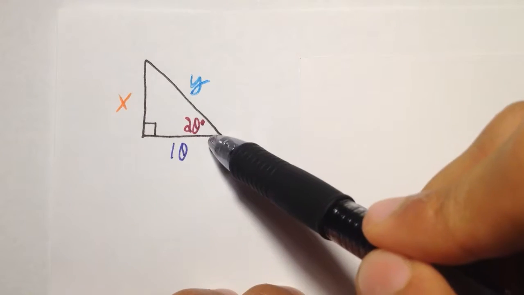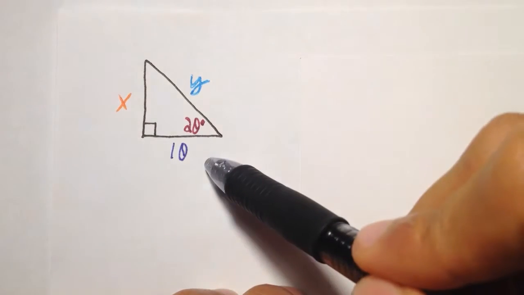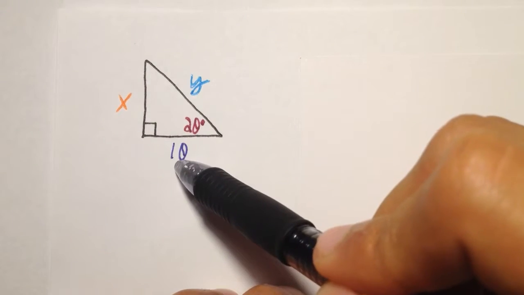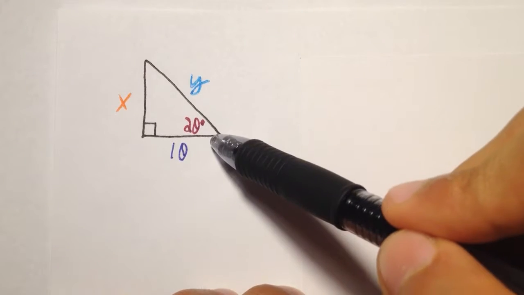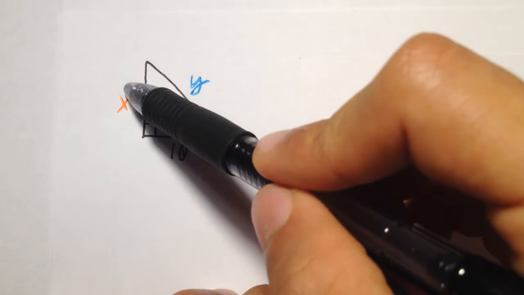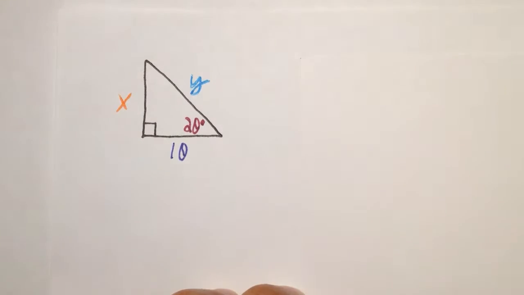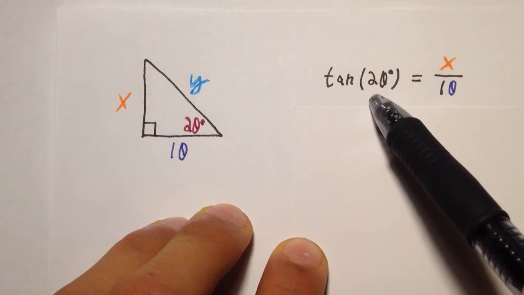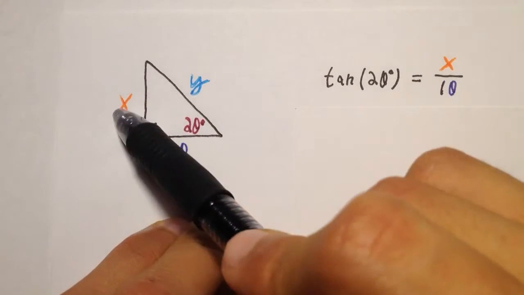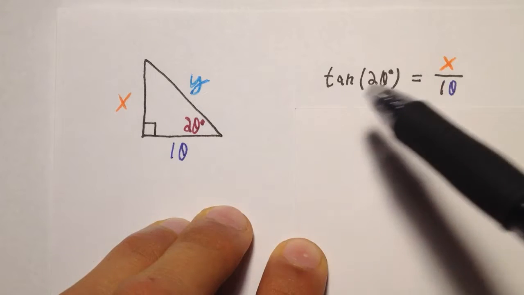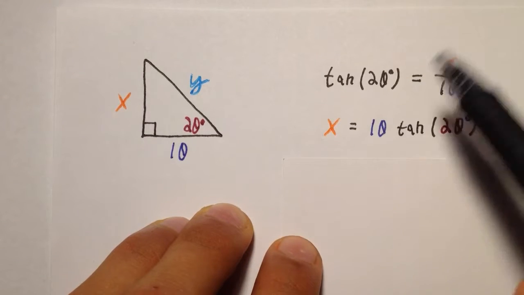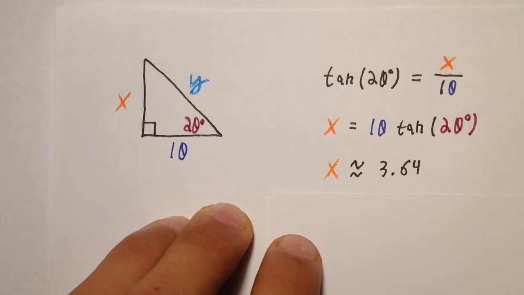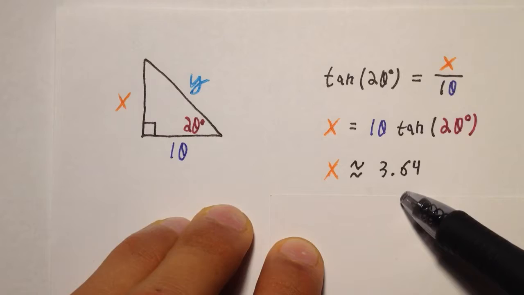Well, I have an angle here, and if I want to incorporate x with this 10, I can say that this angle is opposite to this side and adjacent to this 10. Well, you have to ask yourself, what trig identity is opposite over adjacent? It sounds a lot like tangent. So, tangent of that angle, 20 degrees, is equal to my opposite over my adjacent. If I rearrange algebraically, I should get x is equal to 10 tangent of 20 degrees. You put this in your calculator, and you should get something about 3.64.